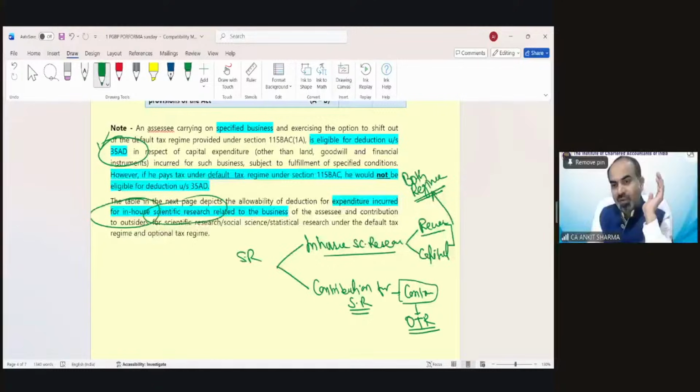Okay, anyone can you tell me which expenditure needs to be excluded from capital expenditure in case of scientific research? All capital expenditures are not allowed. One specific capital expenditure needs to be excluded under both regimes. You cannot claim that expenditure under scientific research capital expenditure.